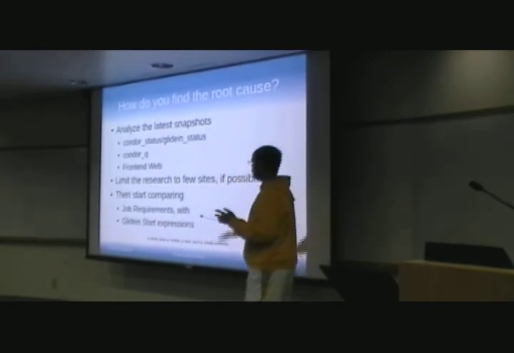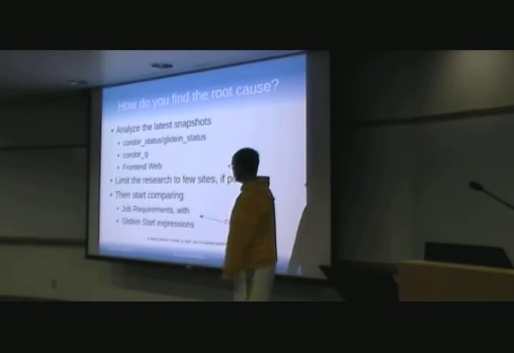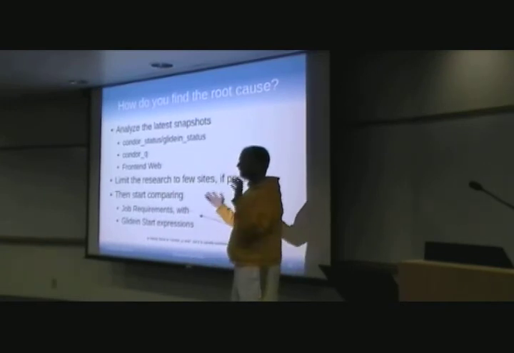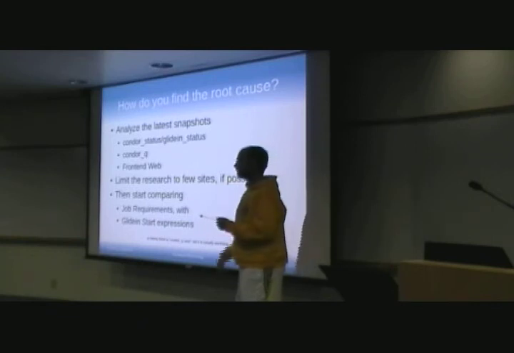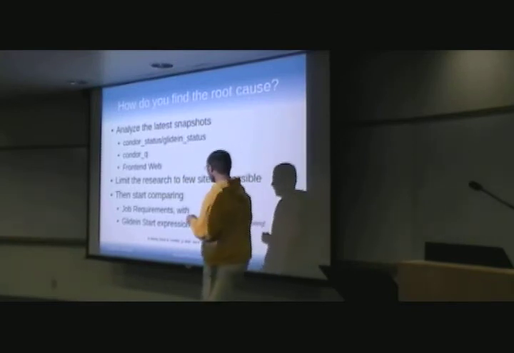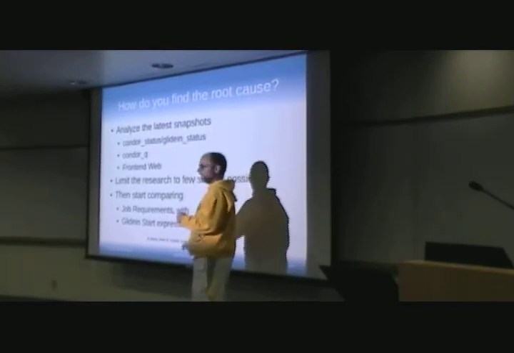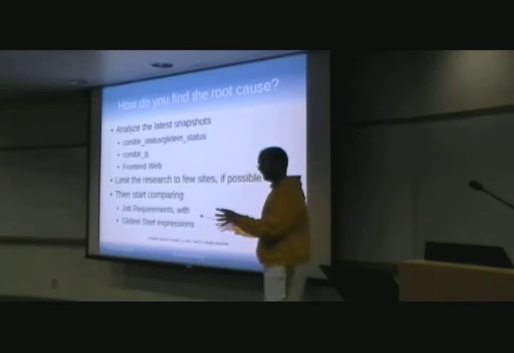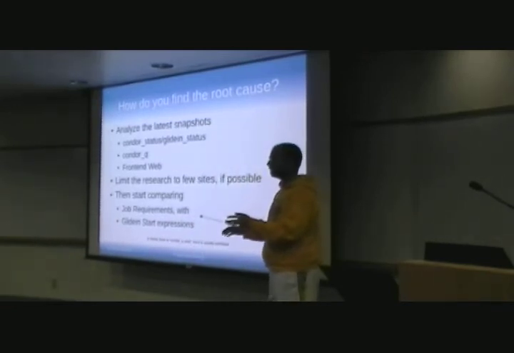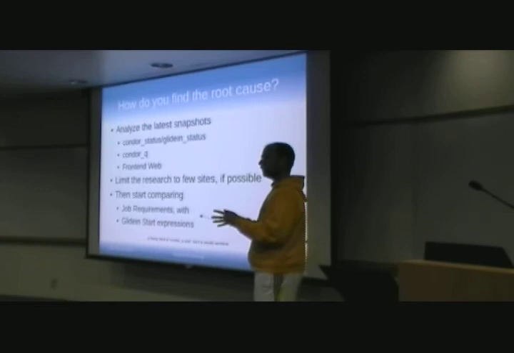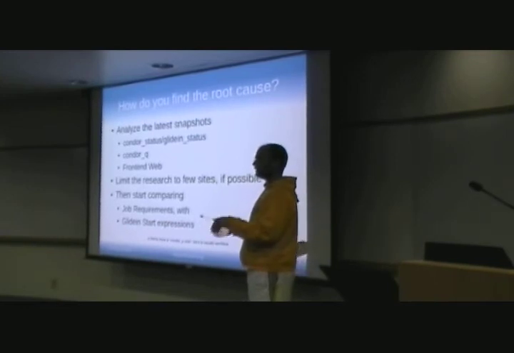And then start comparing the job requirements with glidein start expressions and figure out eventually what is not matching. And this can be daunting because there are not really good tools to do it. In theory, Condor provides condor_q -analyze. It's there, it actually works. Unfortunately, it doesn't provide you any help, because condor_q -analyze really looks at the job requirements.